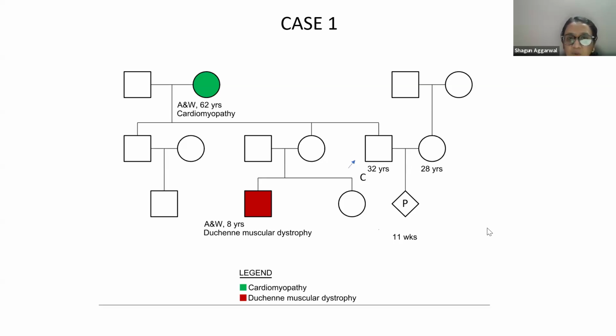But she has these two healthy sons. So these two healthy sons are not carrying the mutation, because had they been carrying the mutation, they would have been affected, as DMD is an X-linked disease. So with this, just by making this pedigree, we can come to the conclusion that this particular family and this pregnancy is not at any increased risk of having a DMD. The background risk remains, which is true for any couple.